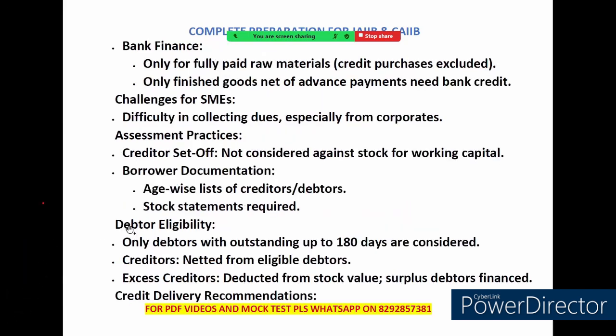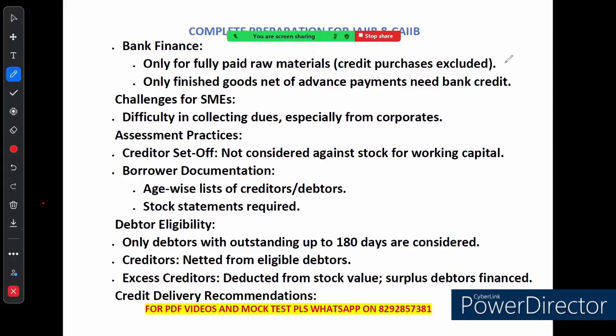Now let's come to the next slide and let's talk about how banks provide finance for working capital and the challenges faced by small businesses, especially when it comes to collecting payment. Banks usually lend money only for raw material that is fully paid for, meaning if a company bought material on credit, they won't get bank finance for it, right?